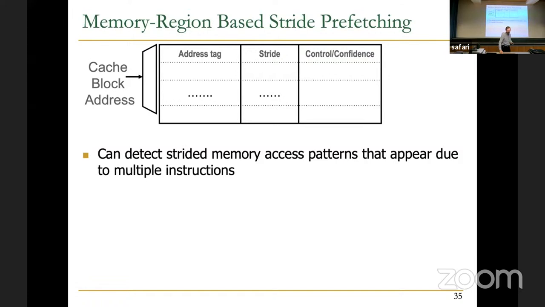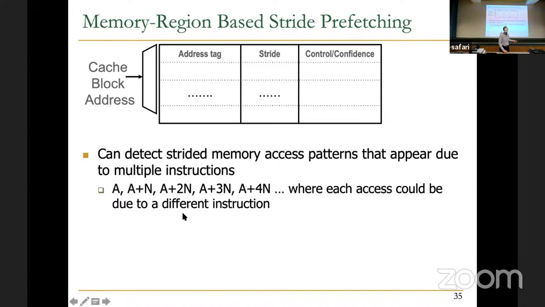It's also simple. It can detect strided memory access patterns that appear due to multiple instructions. Here we have nothing to do with the instruction. We're just looking at the data access patterns. You could do this with the instruction access patterns also, but we're just looking at the addresses. And if the addresses have strides, we don't care which instruction it's coming from, right? There's just a stride, and I should keep using that stride. That's the idea. Basically, this is an example where each access could be due to a different instruction, potentially possible.